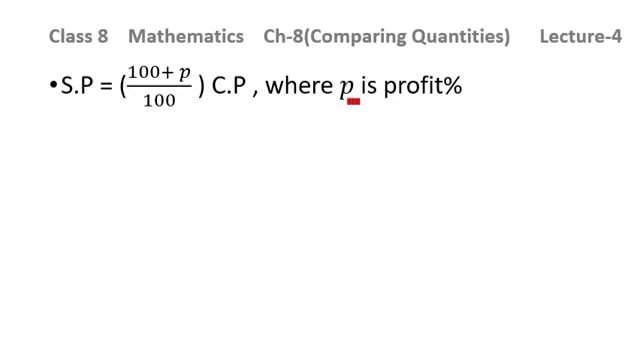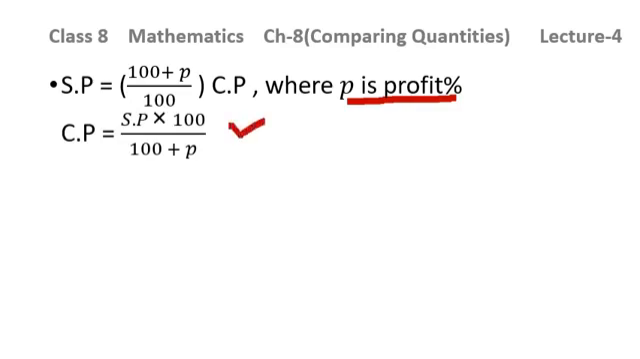Then we have learned the formula relating SP, CP and profit percent. Whenever profit is given to you in percentage, you can use this formula to find SP, or you can use the formula to find CP. This formula has been written in terms of CP, so it will be SP into 100 over 100 plus P. Here P is profit percent. So SP is equal to 100 plus P over 100 into CP.